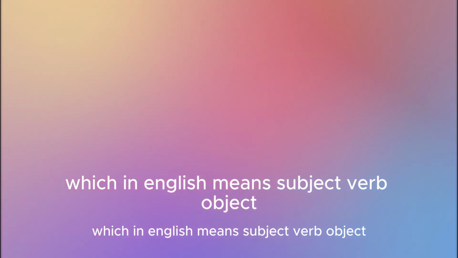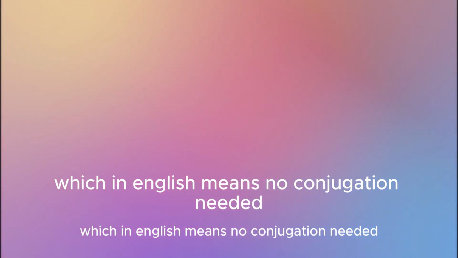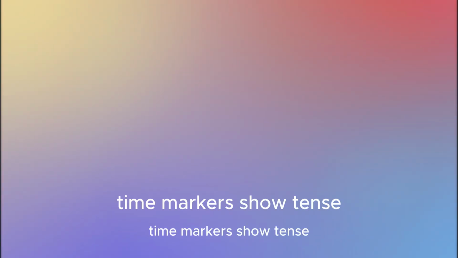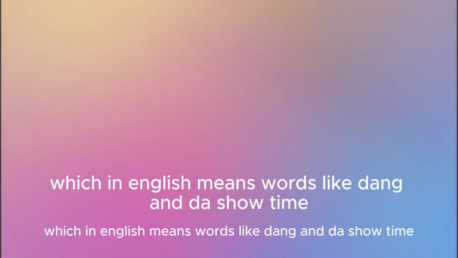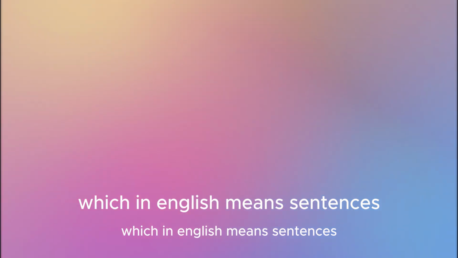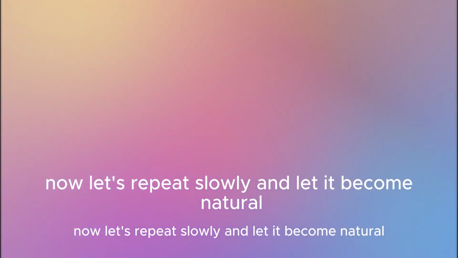Chủ ngữ, động từ. Tân ngữ, which in English means subject, verb, object. Verbs do not change, which in English means no conjugation needed. Time markers show tense, which in English means words like đang and đã show time. Structure is consistent, which in English means sentences follow a clear pattern. Now, let's repeat slowly and let it become natural.